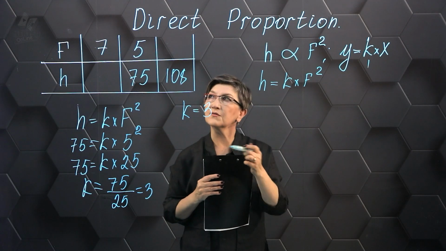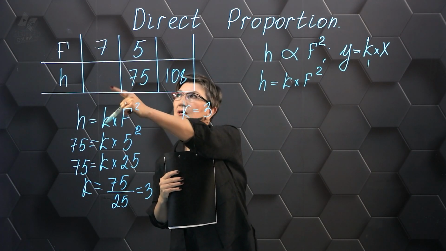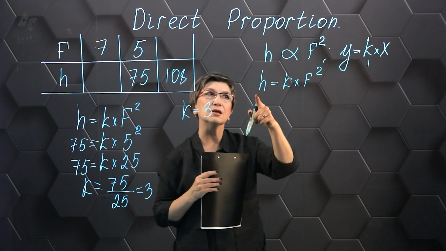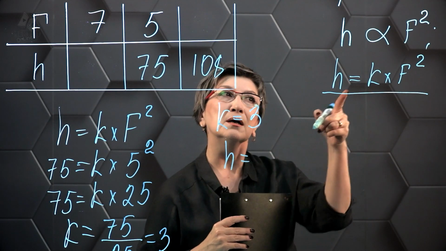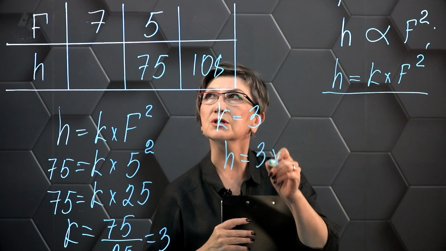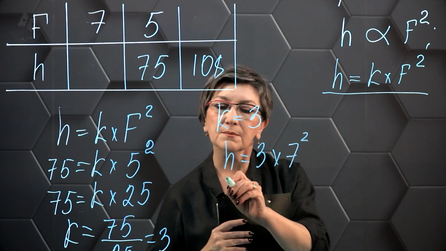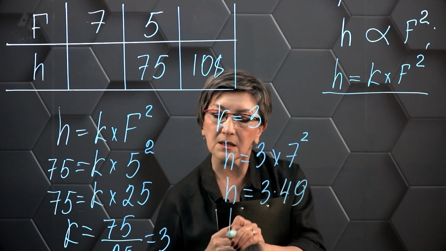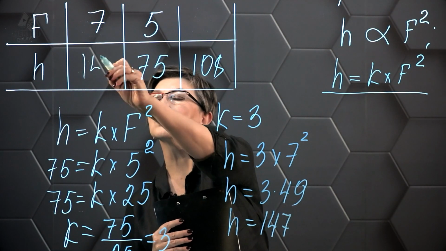Using this coefficient, we can fill in the missing data. So f equals 7. We need to find h using our notation. h equals 3 times f squared, and f equals 7. That is 7 squared. It equals 3 times 49. And h equals 147.